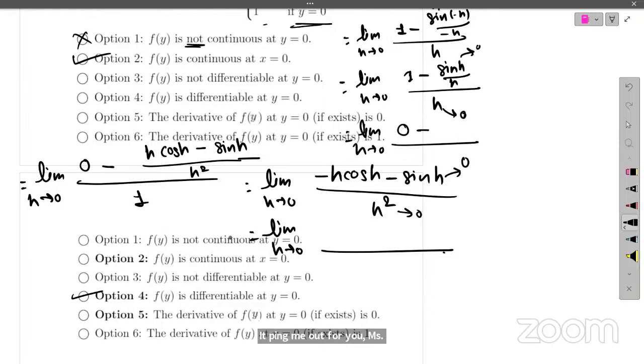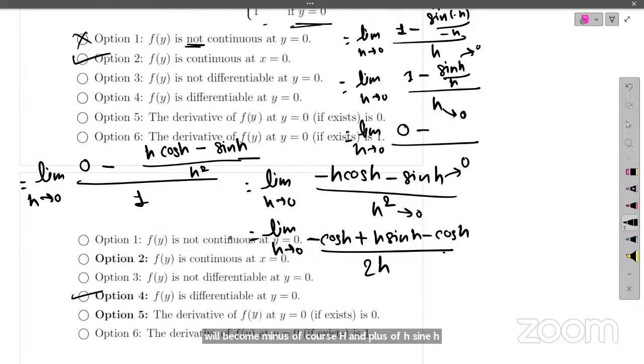This form only. So the limit as h goes to 0. We have to apply L'Hospital's rule, so it will become 2h in the denominator. Here if you apply it, it will become minus of cos h plus h sin h minus of cos h. So this is equal to the limit as h goes to 0 of minus 2 cos h plus h sin h, over 2h.